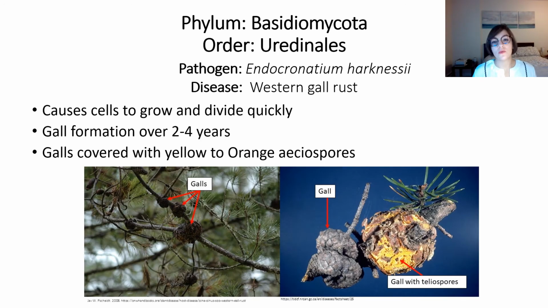Now moving to Uredinales, which are the pathogens that cause the rusts. Among the different rusts, we have at first Endocronartium harknessii, which causes the western gall rust. When this pathogen infects the plant, the cells grow and divide quickly, and it starts the formation of a gall, which takes between 2 and 4 years. Usually the galls are covered with yellow to orange aeciospores, as we can see in this photograph.